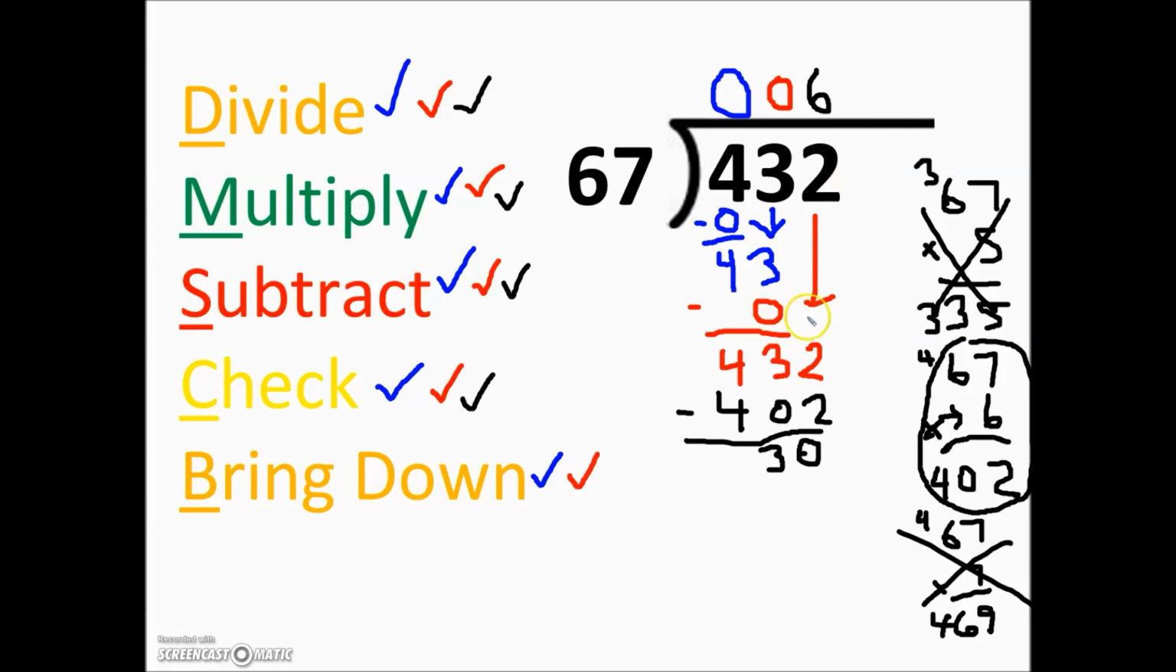And then I bring down, oh, I can't bring anything down. There's nothing left. And writing down these arrows when you bring down is very helpful, because then you can tell what you've brought down already, if you have messy handwriting like I do. I have my remainder is 30, or what I have left over is 30, so that's my remainder. So my answer is 6 remainder 30.